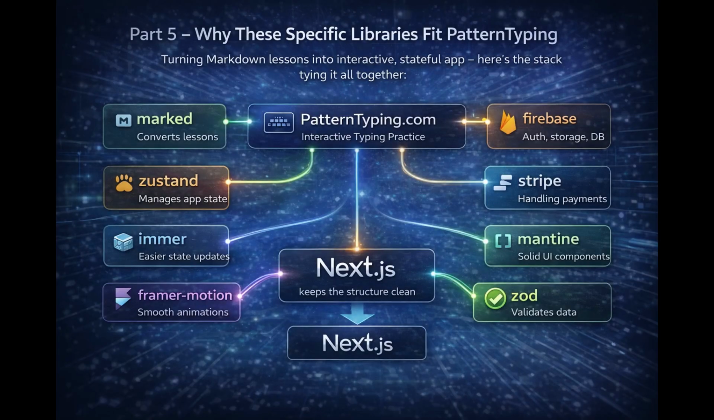Why these specific libraries fit PatternTyping. Now let's tie this back to PatternTyping.com. We need something that's interactive, stateful, and remembers user progress. That's why we have Marked for turning Markdown lessons into HTML, Zustand for managing app state like user progress, Immer for easy predictable state updates, Zod for making sure our data is valid, Mantine for a solid UI toolkit, so we're not reinventing the wheel. Framer Motion for smooth animations, Firebase for persistence, auth, storage, database, Stripe for handling payments. Next.js sits above all of it, keeping the structure clean.